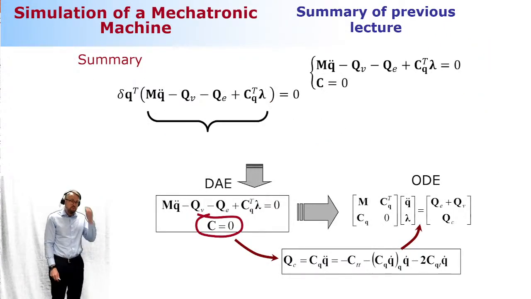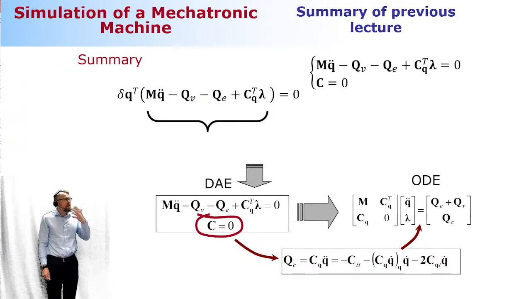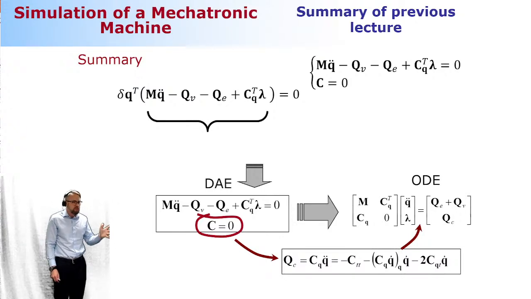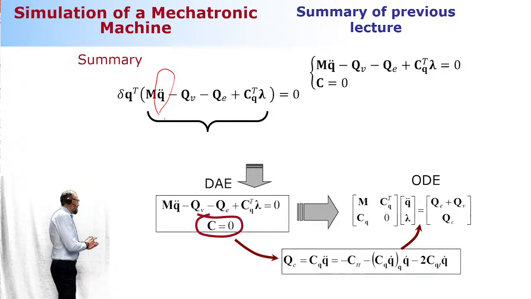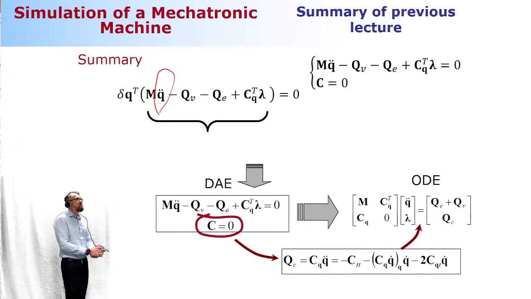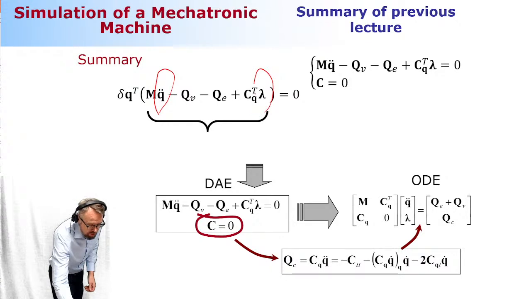All right, so we decided to use Lagrange multipliers. We decided that we are adding constraints to the original equation with the help of Lagrange multipliers. Now the consequence of that is that we increase the number of unknowns. Originally the unknowns are the generalized coordinates, or more specifically the accelerations of the generalized coordinates. Now there are going to be more, and what is going to be more is the Lagrange multipliers.